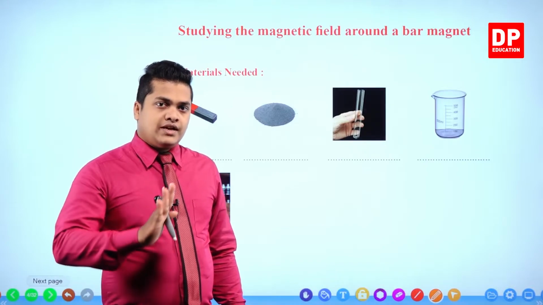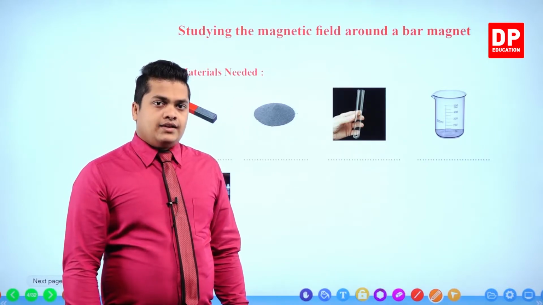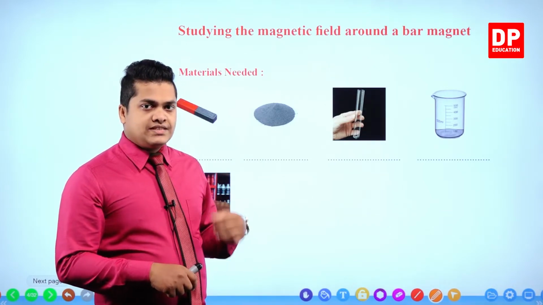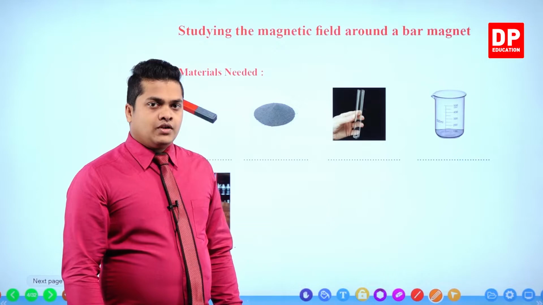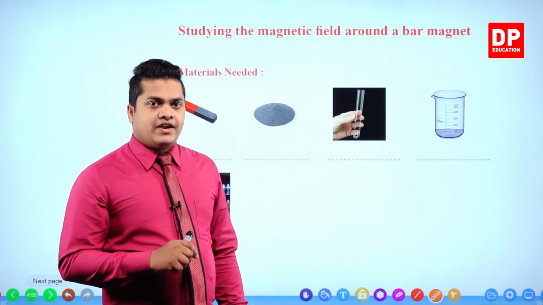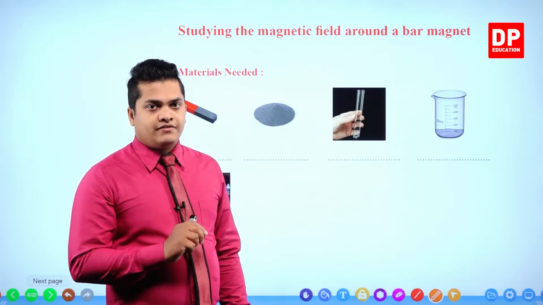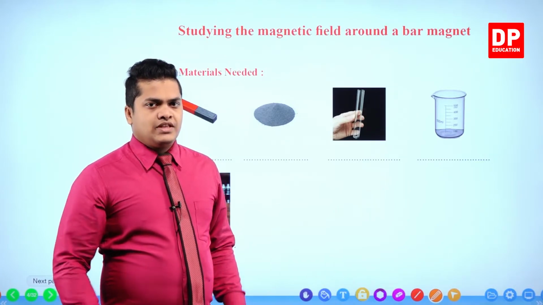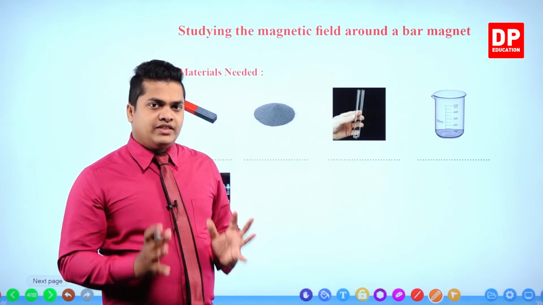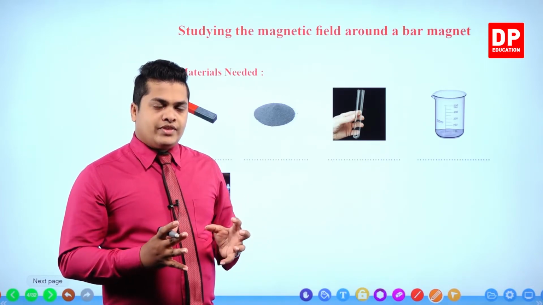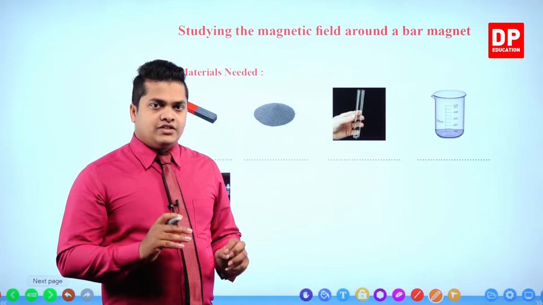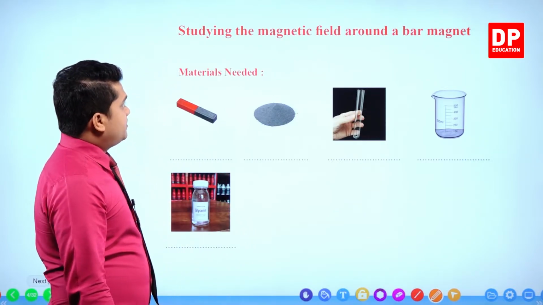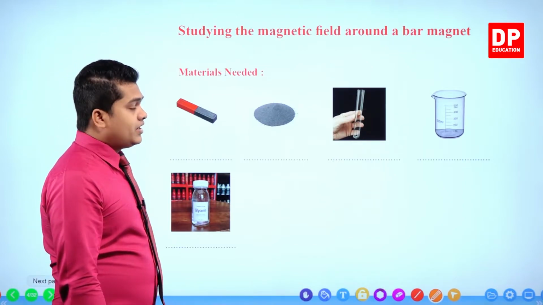To observe that three-dimensional array of the magnetic field, we can carry out this experiment and we can get a final conclusion that the magnetic field is going to arrange in a three-dimensional array. So we'll see how to conduct this activity. By doing this activity, you may get to know that the magnetic field is going to arrange in a three-dimensional array, right? So this is our experiment studying the magnetic field around a bar magnet.